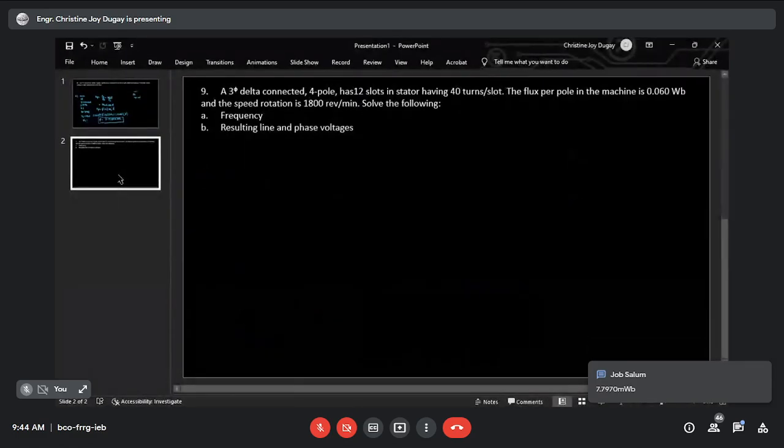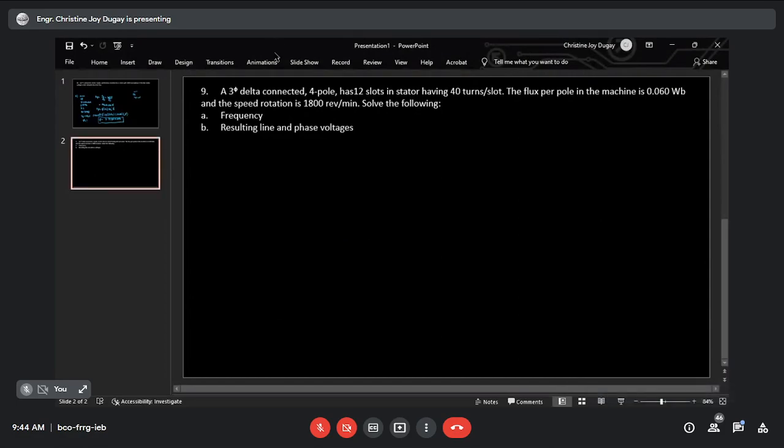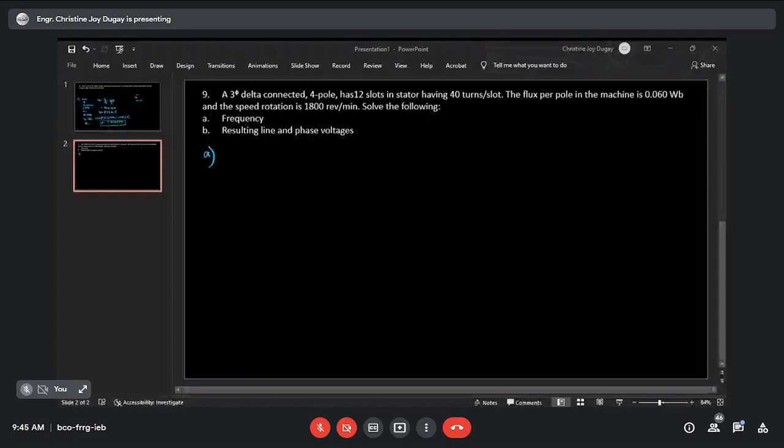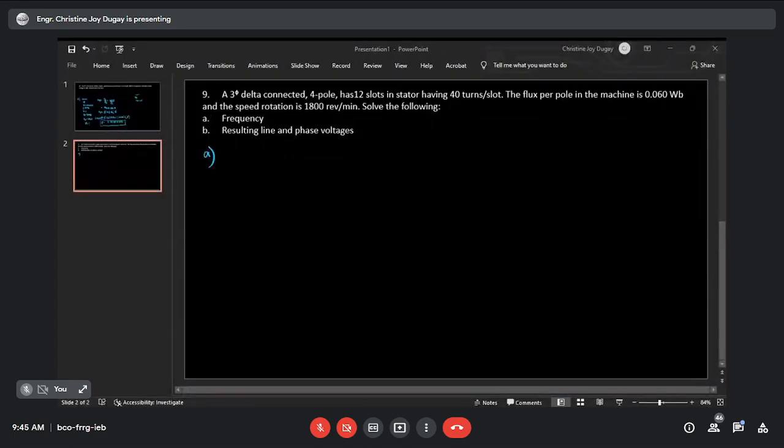Okay, let's move on with number 9. A three-phase delta-connected 4-pole has 12 slots in stators having 40 turns per slot. The flux per pole in the machine is 0.060 Weber. The speed rotation is 1,800. Solve for the following: frequency, line, and phase voltages. For frequency, ano yung formula natin to solve for frequency? Or ano yung pwede nating ma-utilize para makuha natin ang value ng frequency natin?